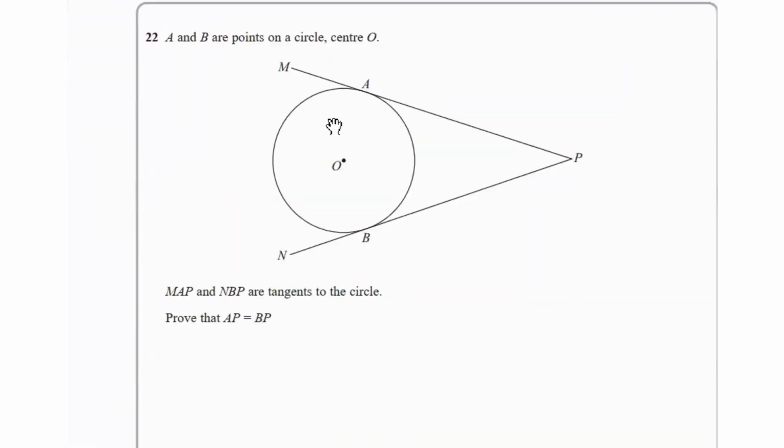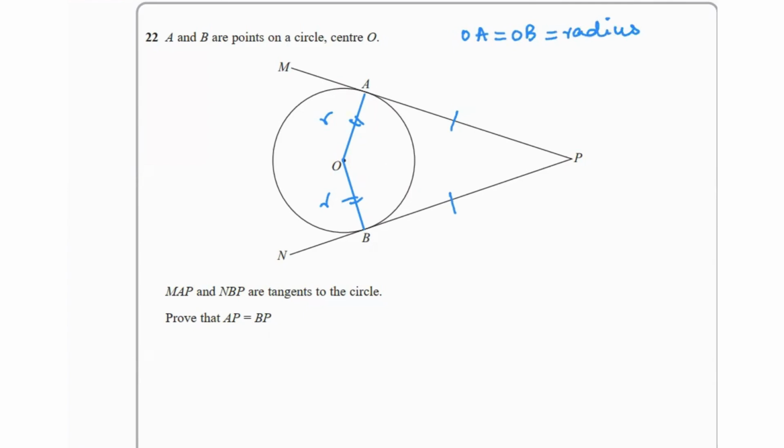Question 22 says A and B are points on a circle center O. MAP and NBP are tangents to the circle. Prove that AP equals BP. So this has to equal this. So first, we need to remember that OA and OB are equal because they represent the radius. So OA equals OB because radius.